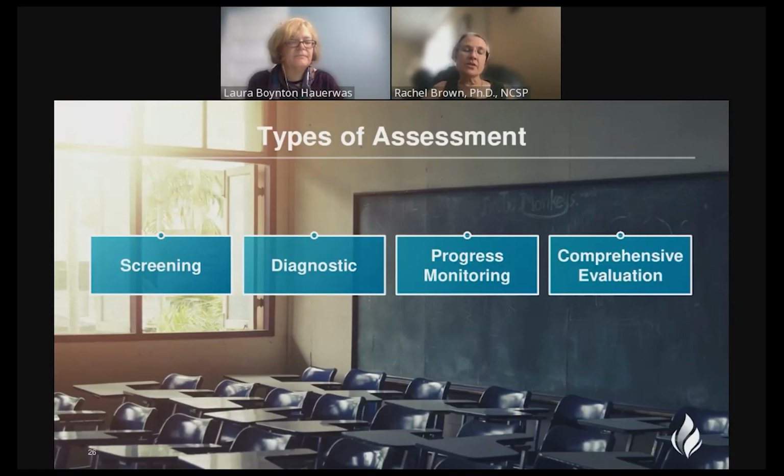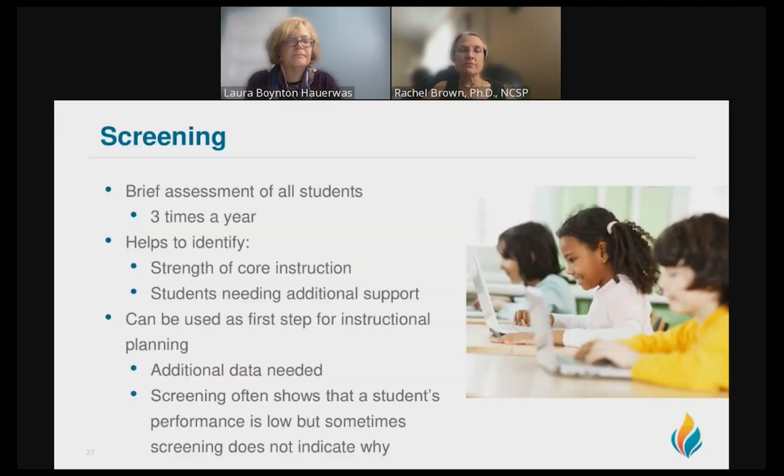So there are 4 types of assessments that I'm going to share with you that could play a role in the process of identifying potential reading problems all the way through identifying that a student indeed has dyslexia and qualifies for special education. And these are screening, diagnostic assessment, progress monitoring, and a comprehensive evaluation.